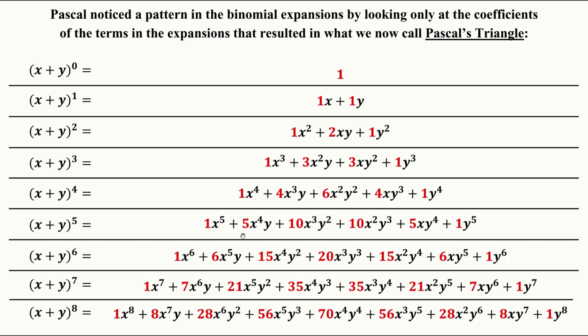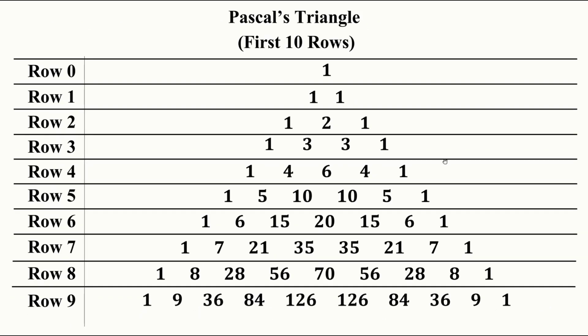So it's very simple to generate this triangular formation of numbers known as Pascal's triangle. And if we now go to the next page and only look at those numbers, we see Pascal's triangle. So here we have Pascal's triangle for the first 10 rows.